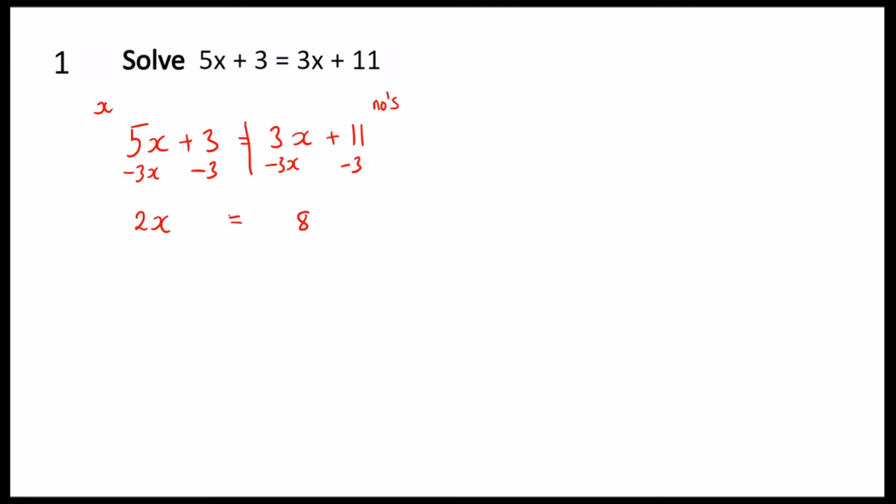So what I'm left with is 2x equals 8. I'm nearly finished, so the last thing that I want to do is to work out what 1x is. So because 2x means 2 times by x, I need to divide both sides by 2, or half my answer, and that will give me that 1x is equal to 4.